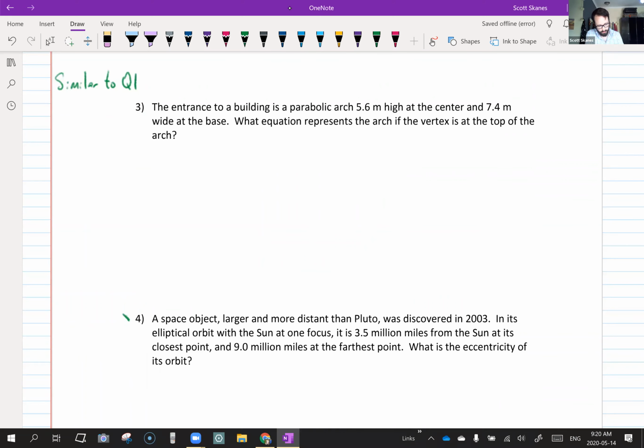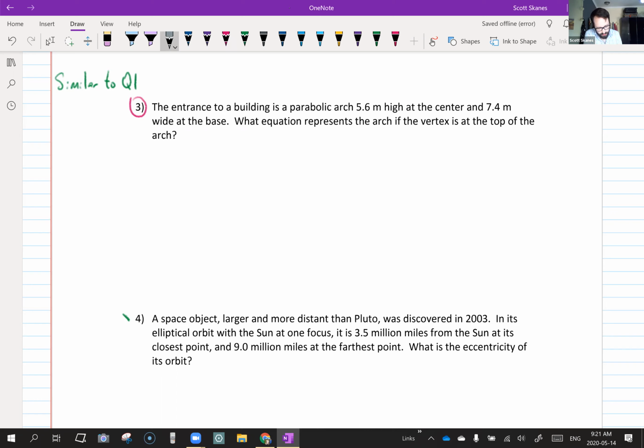Actually, in fact, I'm going to give you a few minutes to try it because it's so similar to the previous question. This is really good practice. This would be a nice difficulty question for something like a test. Okay, so I'll read the question, then we'll do it together.